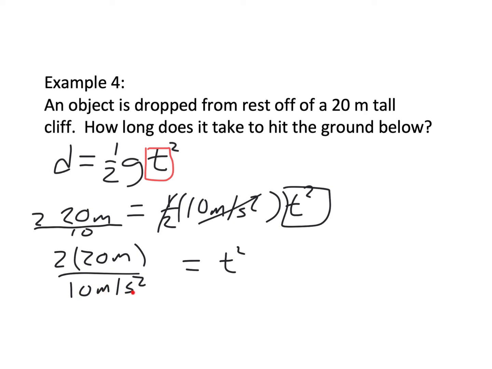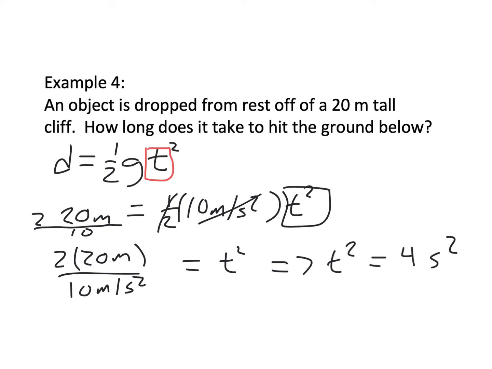over seconds squared. And so multiplying all this out, I end up with that t squared is equal to 4 seconds squared. So I've got 2 times 20. 2 times 20 gives me 40, and then I divide by 10, and that leaves me with 4. And then here I've got the meters cancel. 1 over seconds squared, so the seconds squared comes up top. And I am left with t squared is 4 seconds squared.